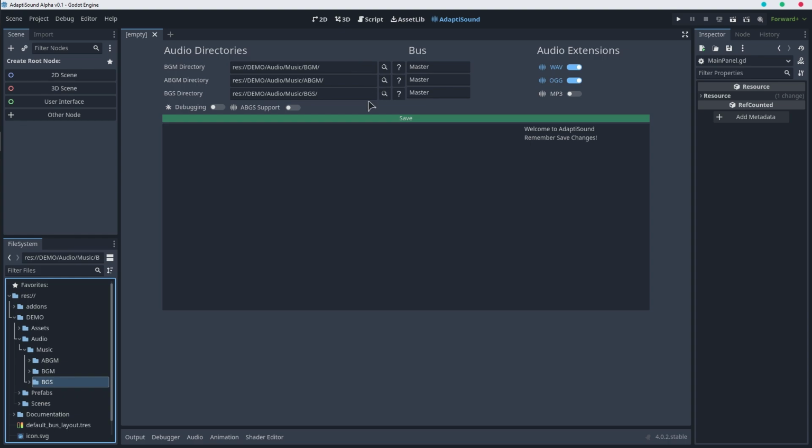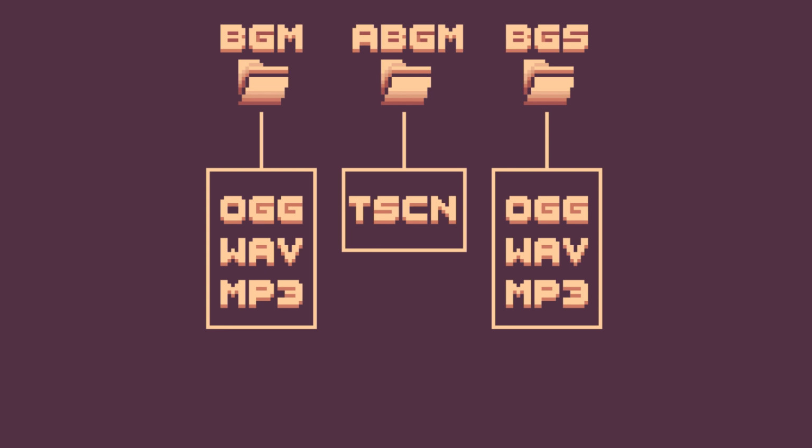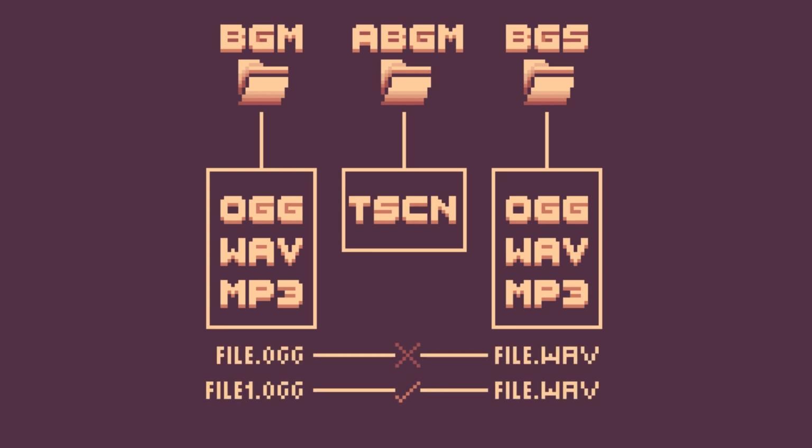We can see the found files with this button. Keep in mind that ABGM only loads TSCN files. This is because the adaptive tracks will have to be created separately and saved as a scene. We will see this later. On the other hand, it is important that there are no files with the same name, because when we want to play one of these files, we will have to call them with the same name that appears here.